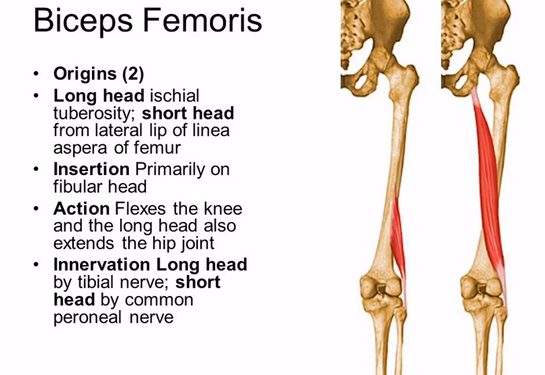Biceps femoris. Origins: 2. Long head: ischial tuberosity; short head from lateral lip of linea aspera of femur. Insertion: primarily on fibular head. Action: flexes the knee and the long head also extends the hip joint. Innervation: long head by tibial nerve, short head by common peroneal nerve.